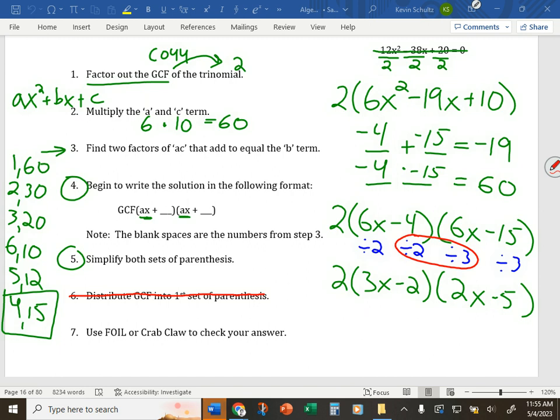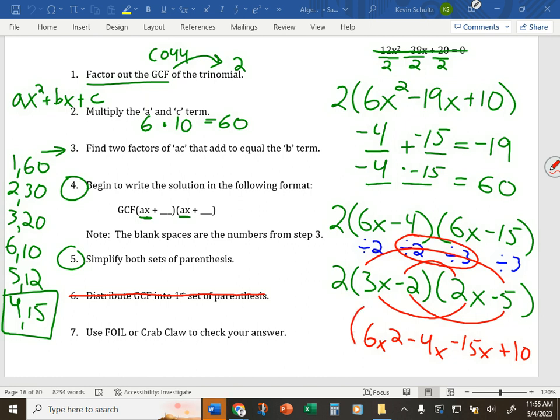Okay? If you want to FOIL crab claw box your sets of parentheses, you'll get this original 6x squared here. Watch. 3x times 2x is 6x squared. Here's -4x. Here's -15x. Here's +10. We know that -4 minus 15 combines to give us -19, which we have here, right?